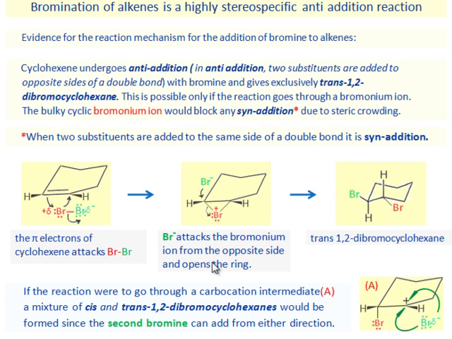If the reaction were to go through a carbocation intermediate A, a mixture of cis and trans 1,2-dibromocyclohexanes would be formed, since the second bromine can add from either direction.